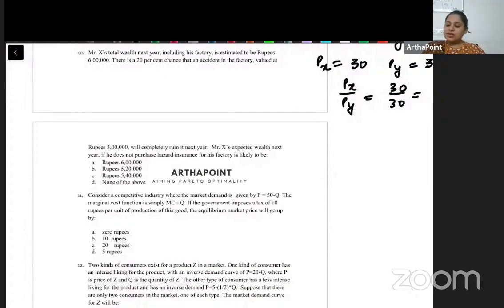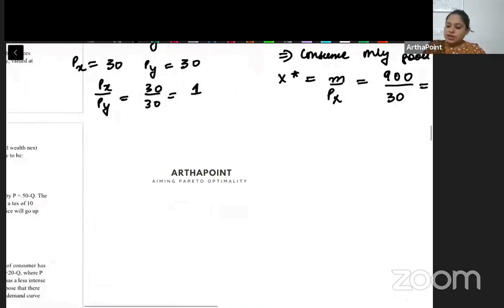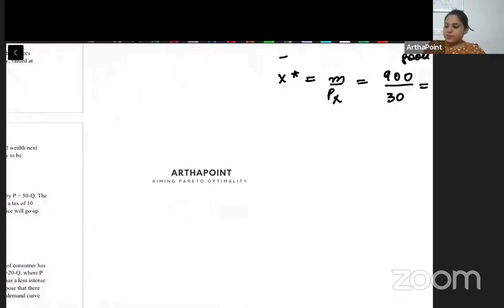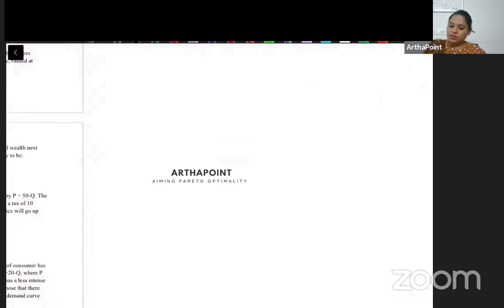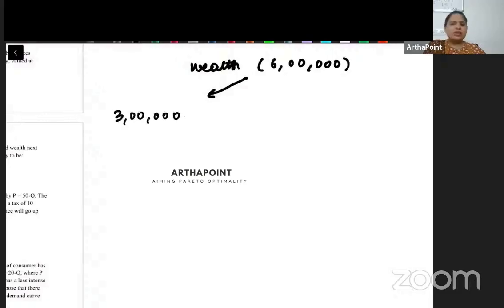Mr. X's wealth next year, including his factory, is estimated to be 6 lakh. There is a 20% chance that an accident will occur in the factory. The factory is valued at 3 lakhs. Understand this a little. The total wealth is given as 6 lakh. So if I have to talk about wealth, wealth is 6 lakh. I can break this wealth into two parts. Assume 3 lakh is my cash, and the factory is worth 3 lakh. This is what it says.